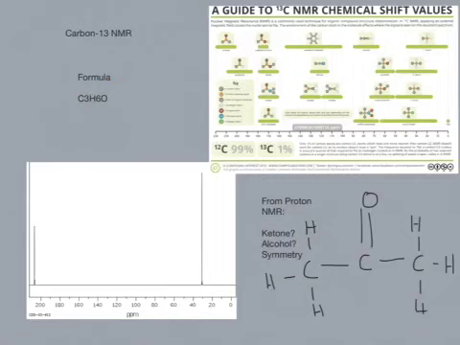And based off of the two charts from carbon and proton NMR, we found out that it is more than likely a ketone, which is right here, as well as having all of our atoms in the molecule. So that is how you use carbon-13 NMR and proton NMR to determine structures of an unknown molecule. This molecule is actually acetone.